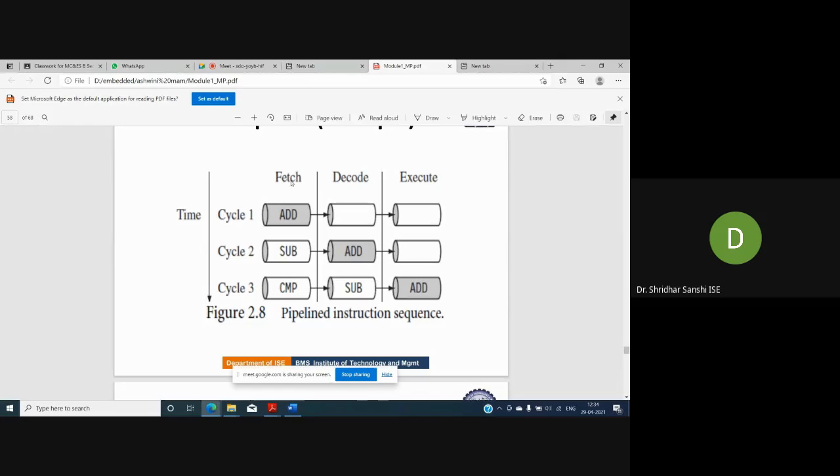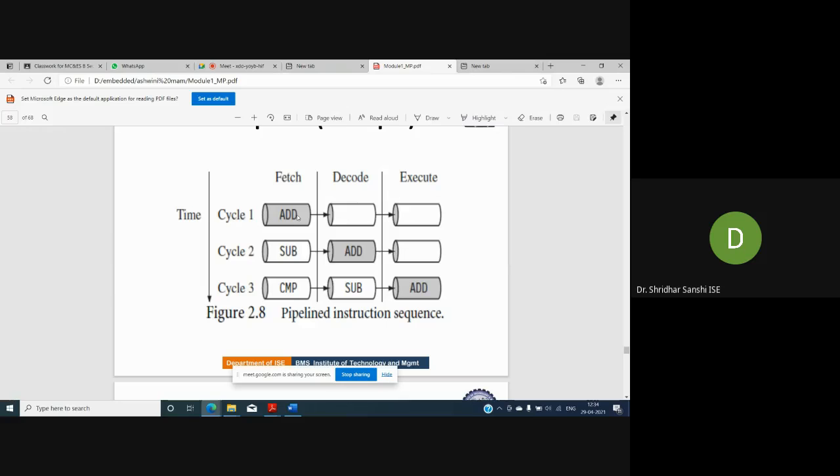In the second cycle, it will decode the first instruction and simultaneously fetch the second instruction. This is where we can speed up the processor. I'm decoding the first instruction in the second cycle, but parallelly I'm fetching the next instruction to be executed.